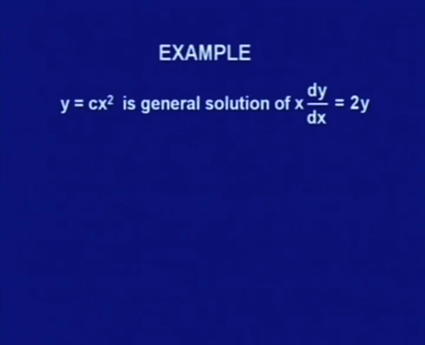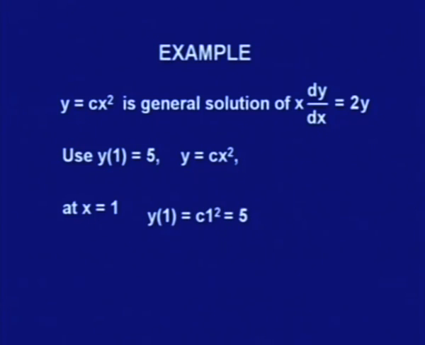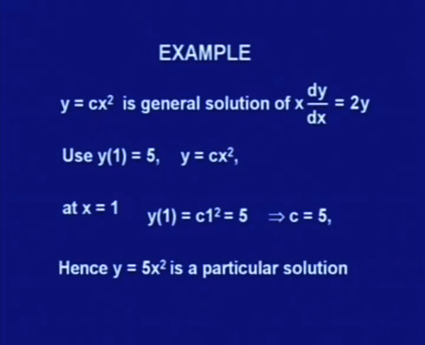Now, incorporate this condition, that is y at 1 is 5. That means, in y = cx², at x equal to 1, we will put and get that c is equal to 5. Hence, we got that y is equal to 5x² is a particular solution. This solution we have got when we have used this initial condition, that is, the function value is 5 at x is equal to 1.